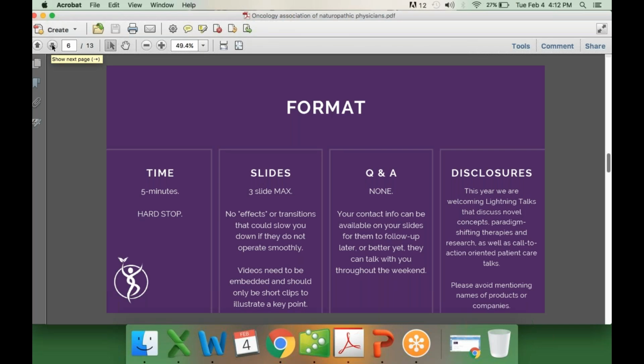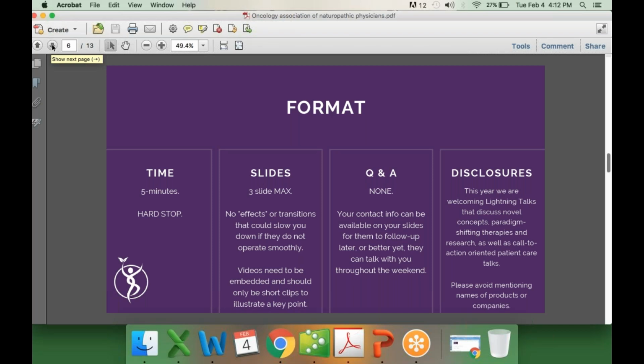So the format, to be brief, this is 5 minutes. It's a hard stop. If you were to look up quick tips on how to give a lightning talk, one of the biggest things is do not exceed 5 minutes. So that's one of the reasons why you will absolutely want to practice. And I'll get into that in a second.